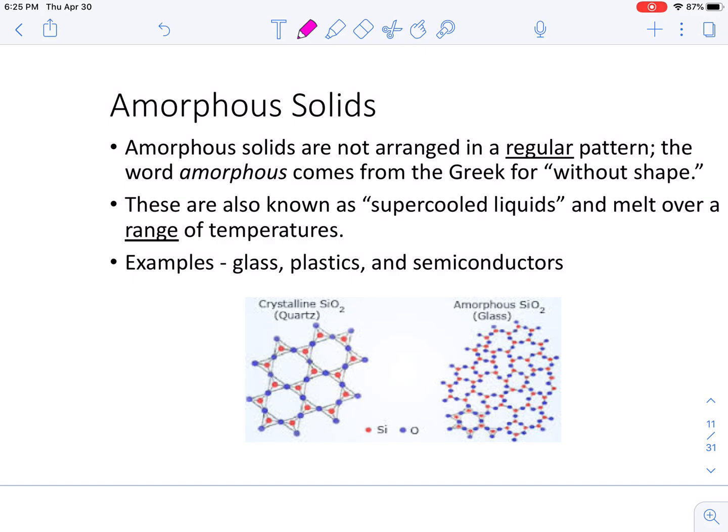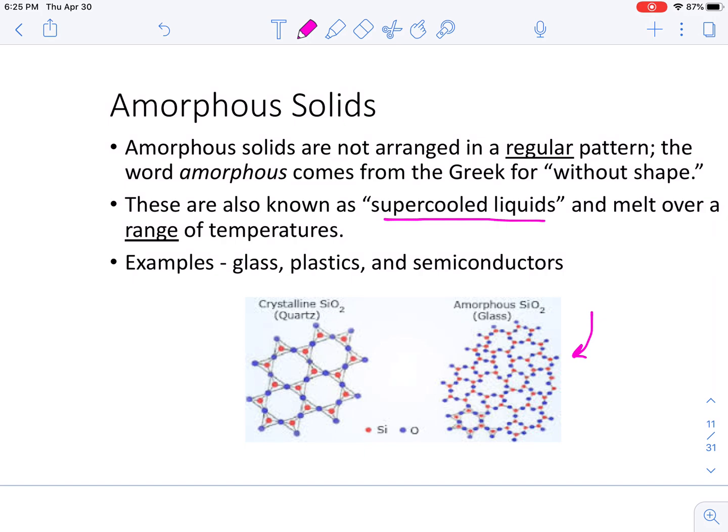Amorphous solids don't have a very definite shape. They're kind of these more random arrangements. Here's a pretty good example of an amorphous solid. You'll see that there's some structure there, but it's not very uniform like some of the ones we'll see in a second. And it turns out that sometimes these are called supercooled liquids because they actually exhibit properties of both liquids and solids from time to time.